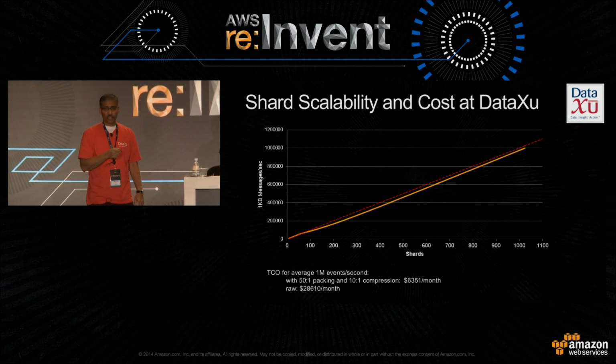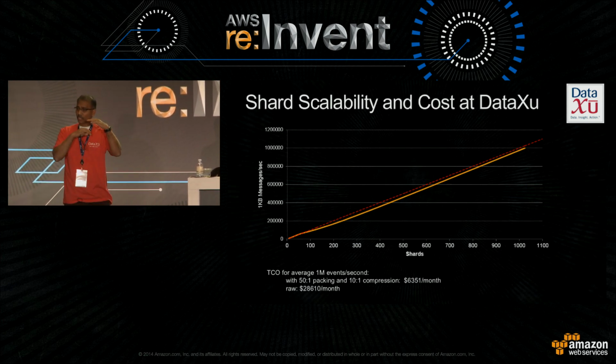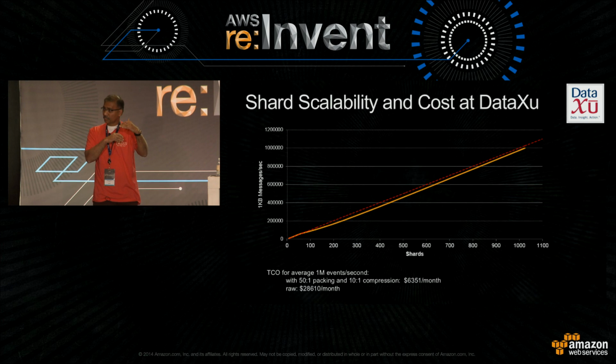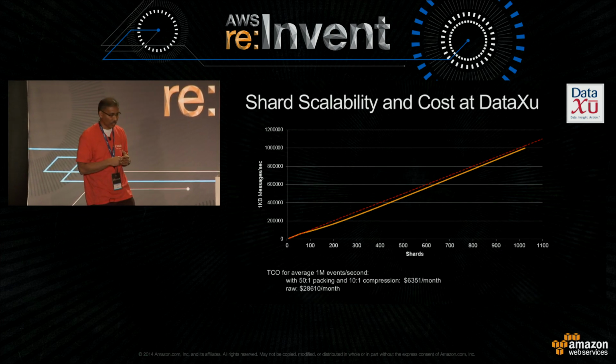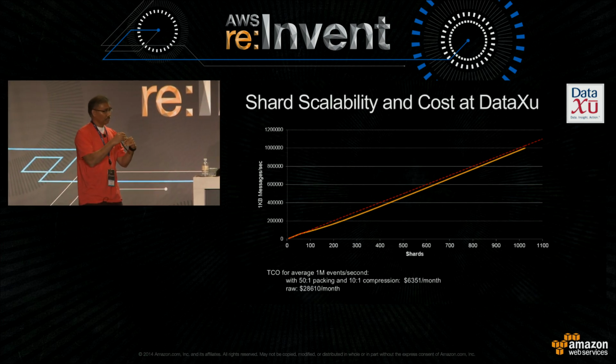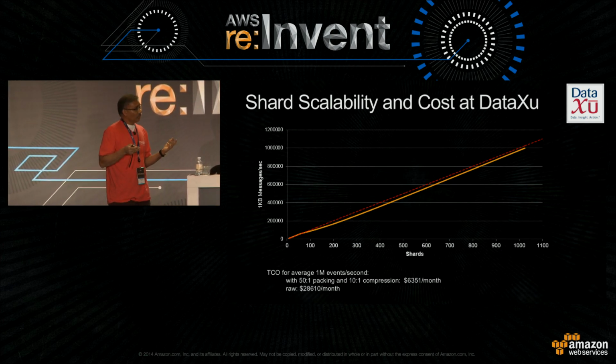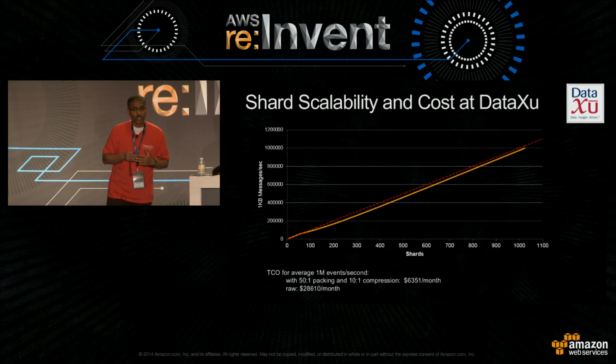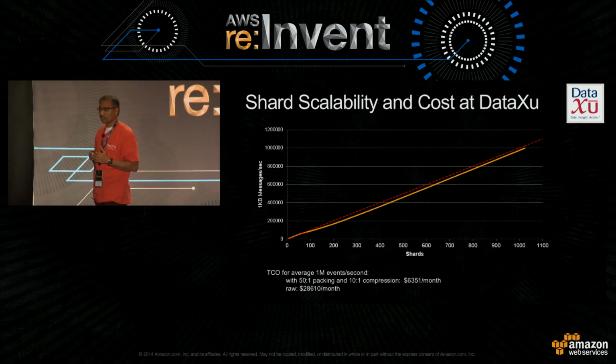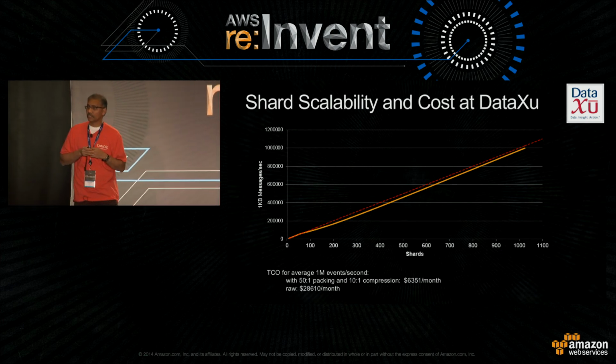It turns out we pack 50 messages into one. Why 50? Because with 1 kilobyte messages, you can have 50 of them. Kinesis allows 50 kilobytes per record call. So we pack 50 into one. And then if you apply compression to it, assuming a 10-to-1 ratio, then the cost of this service is $6,351.